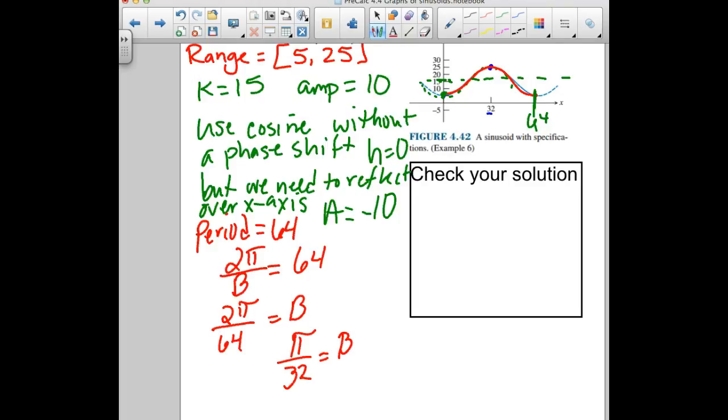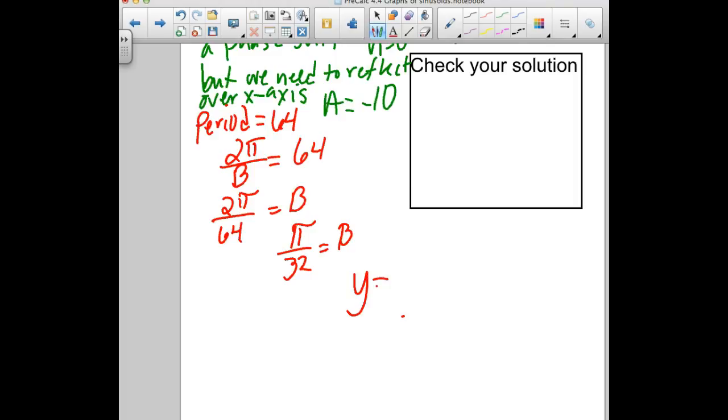All right, so let's write it. What did we say our a value was? Negative 10. We said we're going to use a cosine curve. What is my b value? Good. Pi over 32 times, and normally we'd put it in parentheses, right? X minus h. But what's h? 0, right? We didn't have a phase shift, so we can just put an x in here. And then we had a vertical shift up 15. Does that make sense? Yes, no? Okay.